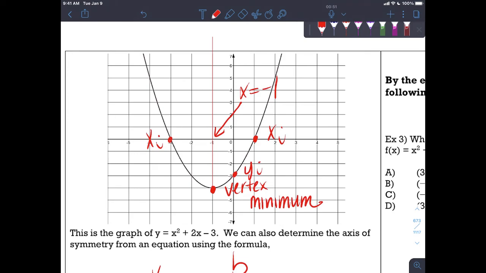Pretty simple. All we have to do is just identify, where is it touching the x-axis? Where is it touching the y-axis? What's the middle of it? And what's a line that goes directly through the middle to cut it in half?